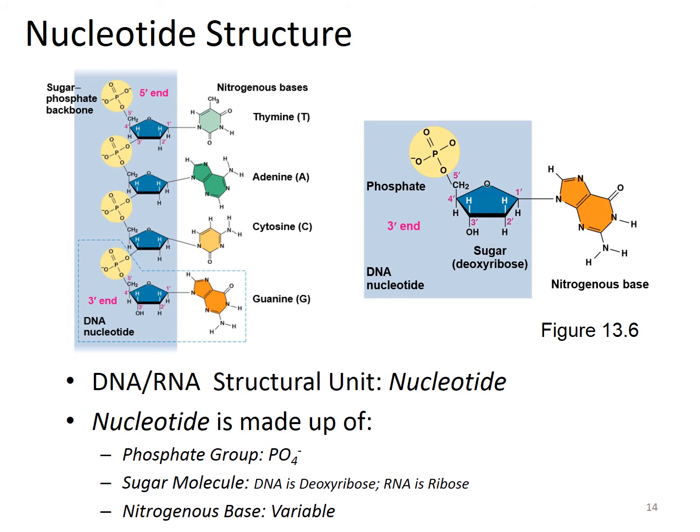There are some similarities between DNA and RNA, and one of those similarities is the structural unit. Both DNA and RNA are considered to be polymers, and polymers are large molecules made up of many smaller repetitive sequences of molecules. The structural unit of both DNA and RNA, the nucleic acids, is called a nucleotide. A nucleotide is composed of three things: a phosphate group, a sugar, and a nitrogenous base. That's true for both DNA and RNA.